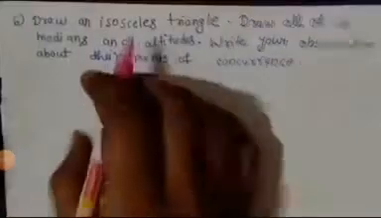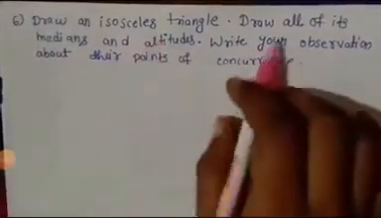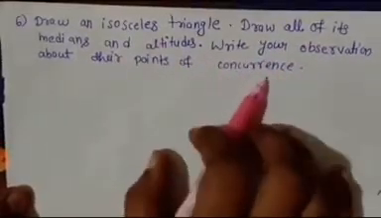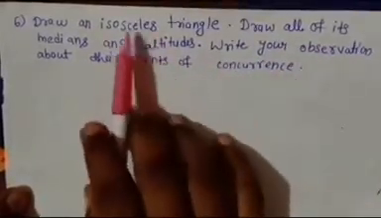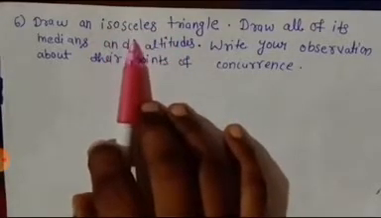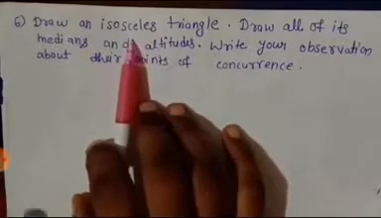Come to the main question number 6. Draw an isosceles triangle. Draw all of its medians and altitudes. Write your observation about their points of concurrence. Isosceles triangle means two sides of a triangle are equal.